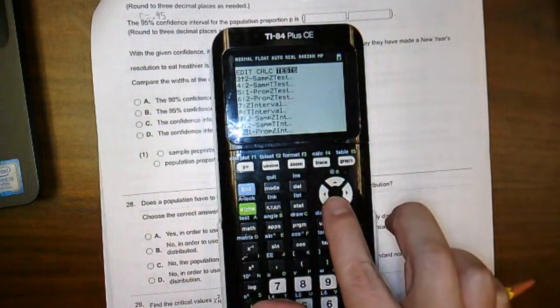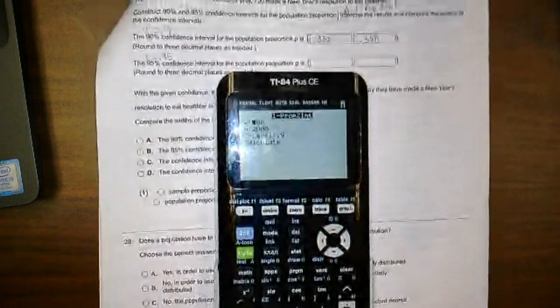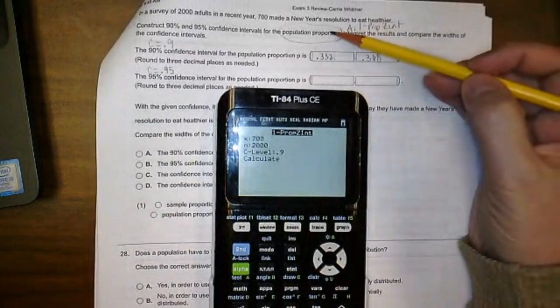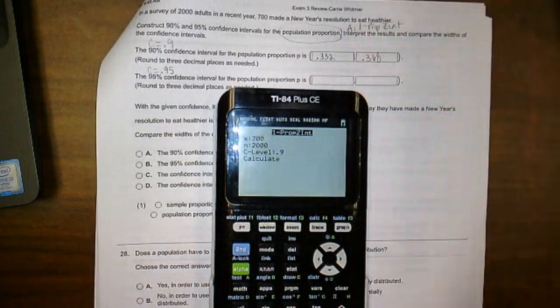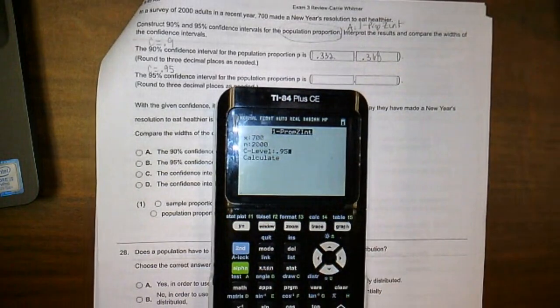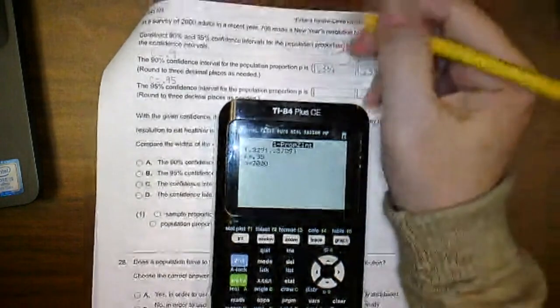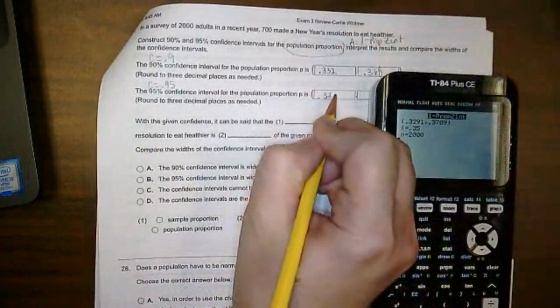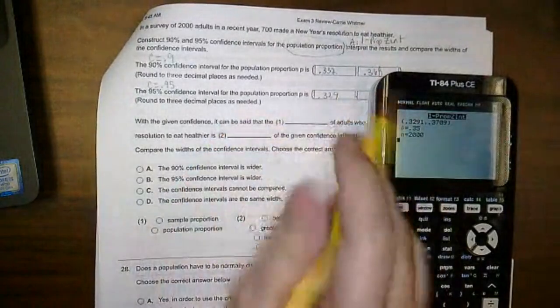95, do the same thing, go down to A. Oh, y'all couldn't see that, could you? There we go. It's population proportion, that's why I'm choosing this. So this time I'll leave X and N, and C is 0.95. So this one's going to be 0.329 and 0.371.